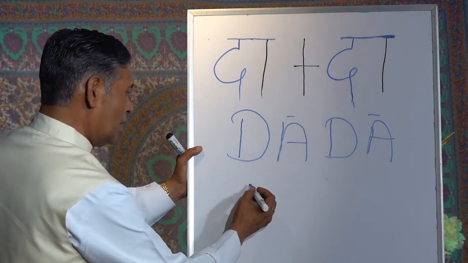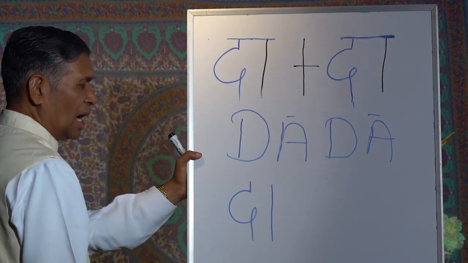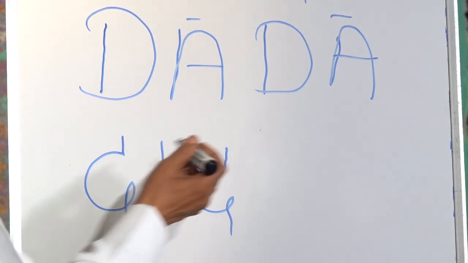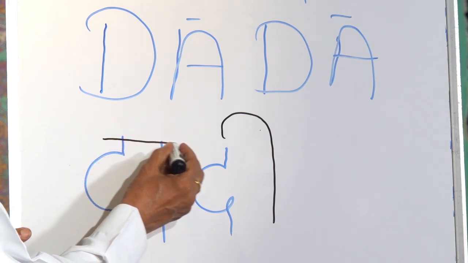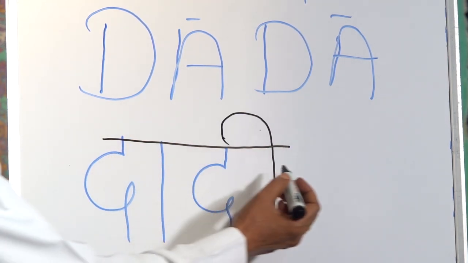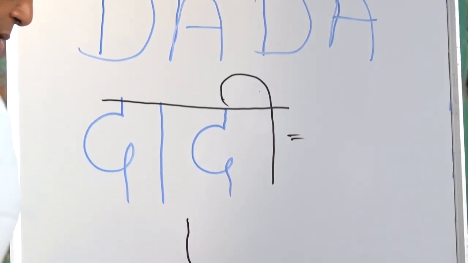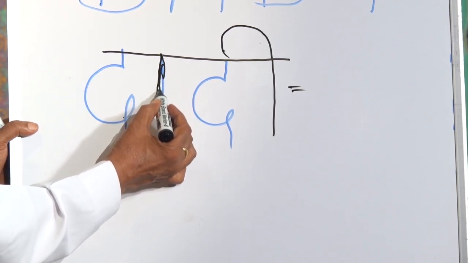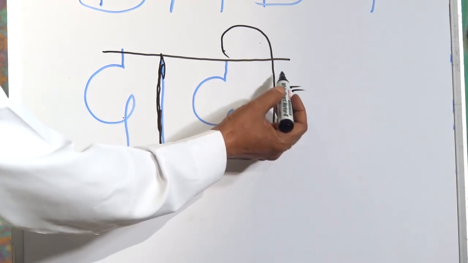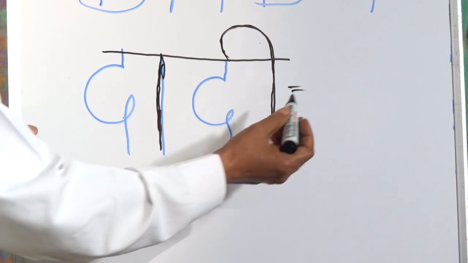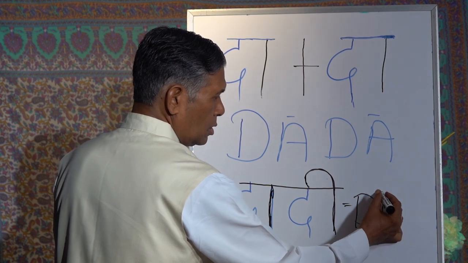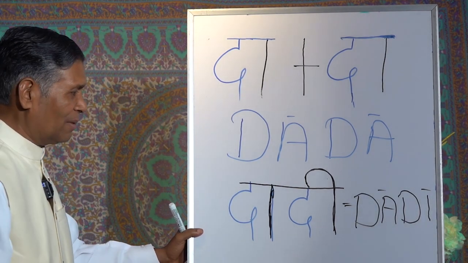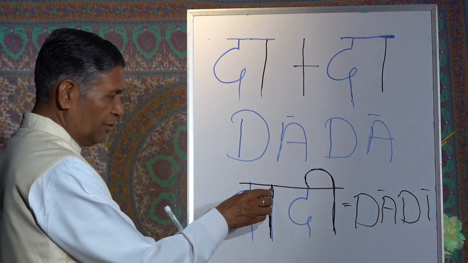Dadi? Look here. You will write the same: Da plus A plus Da with a longer E. Here it should be the longer E, not the short one. It is Dadi. For your understanding, Da plus A, the stroke is the longer A, then Da again, but with the longer E, from here to here. Now this is Dadi.